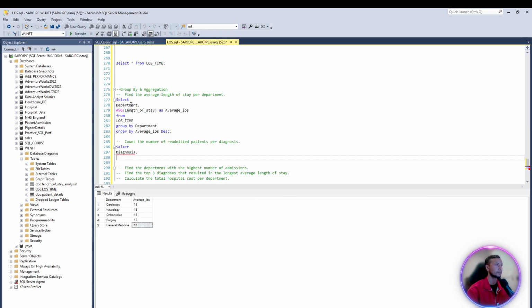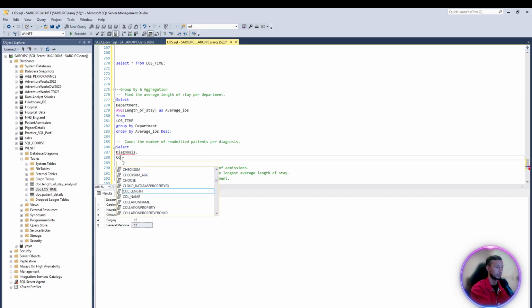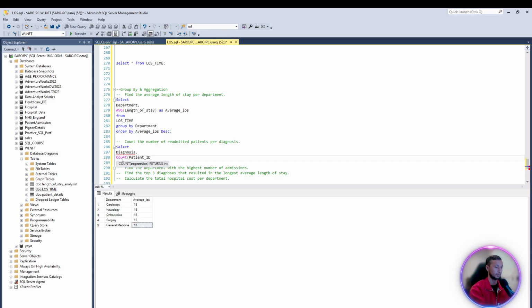Select diagnosis, then we have to count the number of readmitted patients. Okay, count. Let's count the patient ID as total readmitted patients from our table name.